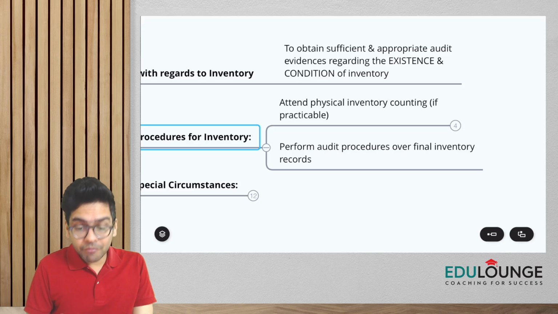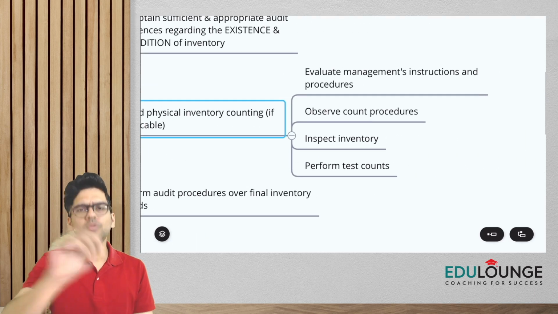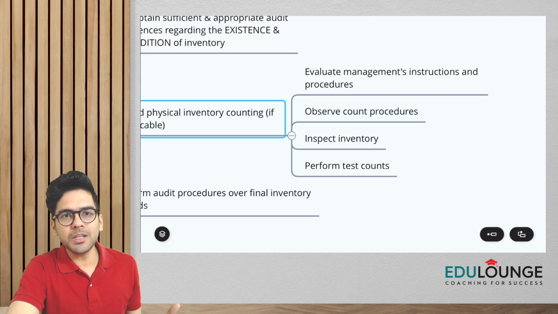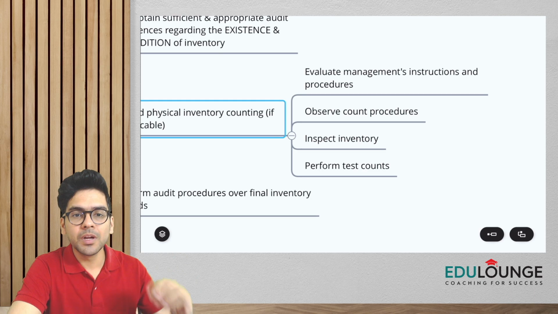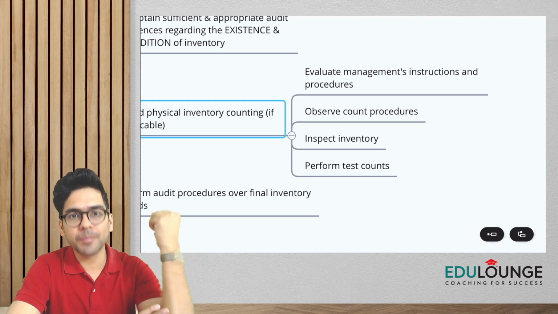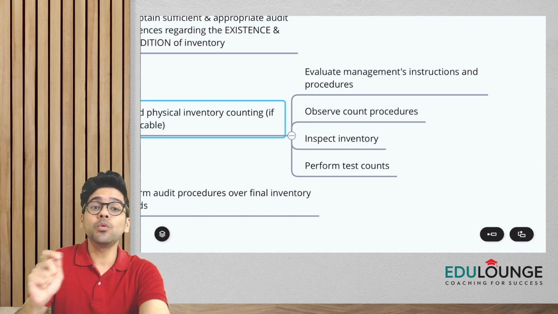Okay. And when you attend the physical inventory counting, what is it that you are going to do? You're going to do the four things. Number one, you're going to see and understand management's instruction and procedures. You're going to observe the test count procedures which the employees of the management would be doing. And on random basis, you would also inspect the inventory and do your test counts.